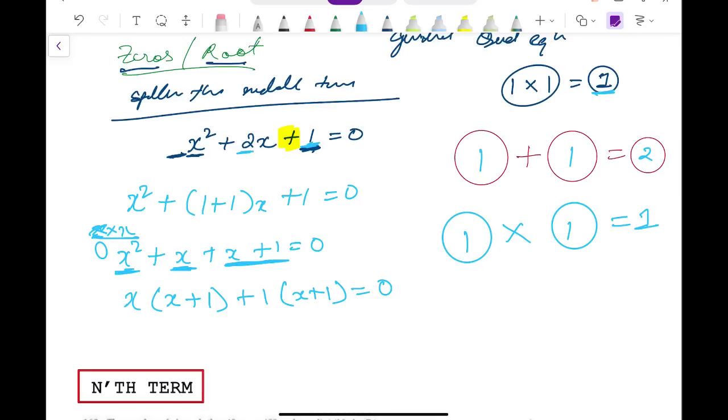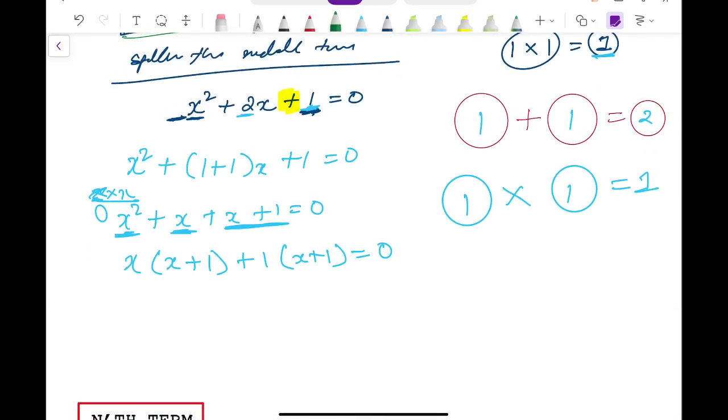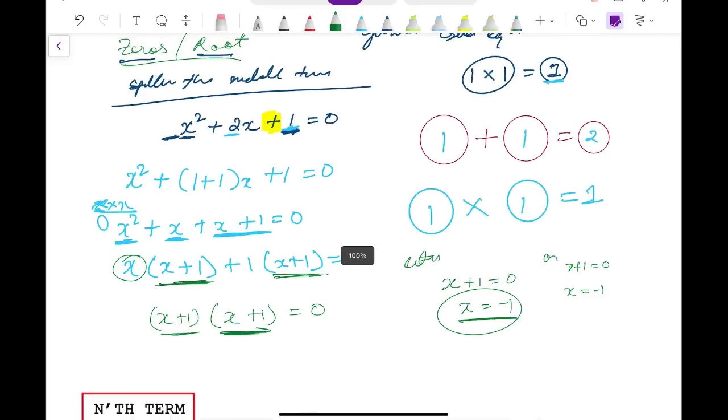Now I can take another common out here. You see that x plus 1 is here, and x plus 1 is here. I'll take x plus 1 out, and what is left? I'm left with x, and if I take this one out, I'm left with plus 1, which is equal to 0. Two numbers multiplied, I'm getting 0, which means either this one is 0 or this one is 0. So either x plus 1 is equal to 0, which is x equals minus 1, or x plus 1 is equal to 0, which means x is also equal to minus 1. So in this case, our x value is nothing but minus 1.